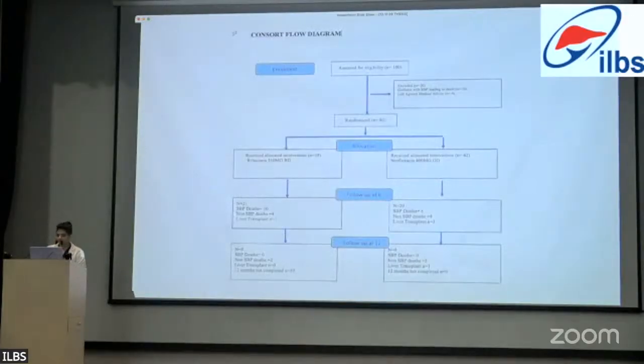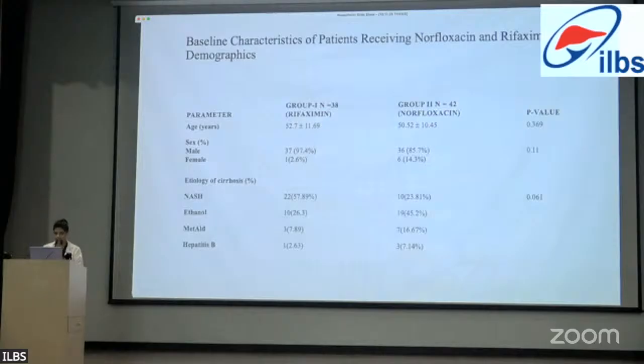Now, this was the CONSORT flow. Initially, 100 patients were seen, 20 were excluded, and then 80 patients were randomized into 2 arms. The first arm, group 1, was rifaximin, where they received 550 mg BD. The N was 38, and the second arm was the norfloxacin arm, where the N was 42. They were followed up at 6 months and 12 months. The baseline characteristics of the patients were as follows. Age was 52 and 50 years in group 1 and group 2. Male was the predominant sex in both arms, 97% and 85%.